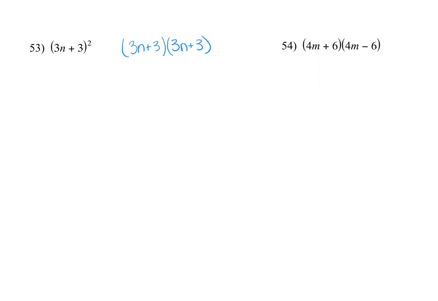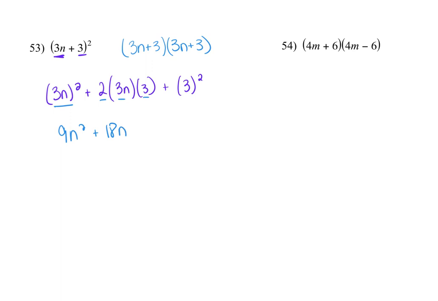So if you don't remember the special case, you're free to FOIL it, as long as you remember that's what it means. The special case, however, is to square the first one, double what happens when you multiply the first and the second one, and then square the last one. This one squared is going to be 9n squared. 2 times 3 times 3, that's going to give me 18n. And then 3 squared is going to give me 9.